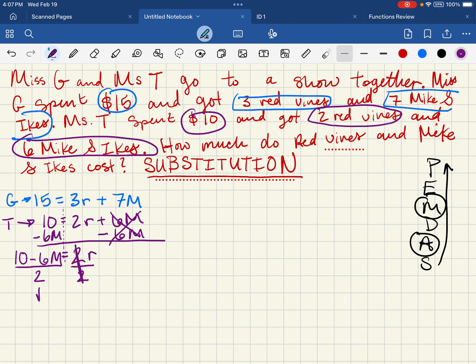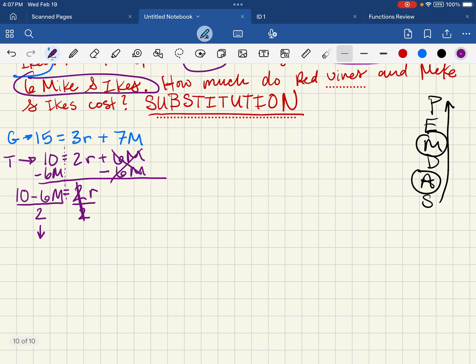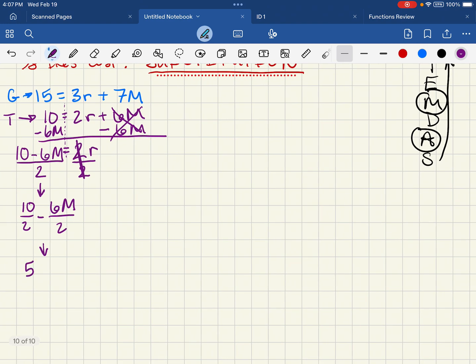I'm actually going to rewrite this to make it a little bit more clear. I'm going to rewrite this to say 10 divided by 2 minus 6M divided by 2. This makes it a little bit easier because I know what 10 divided by 2 is. That's going to be 5. Minus, and then 6 divided by 2, well, I know that's going to be 3. So 5 minus 3M equals R. Now, anywhere that I see an R, I can plug in this equation instead.